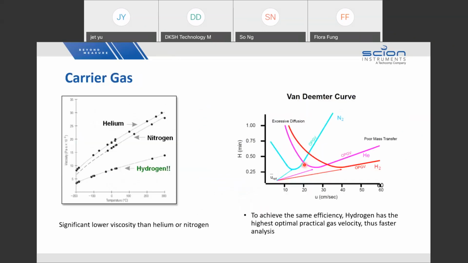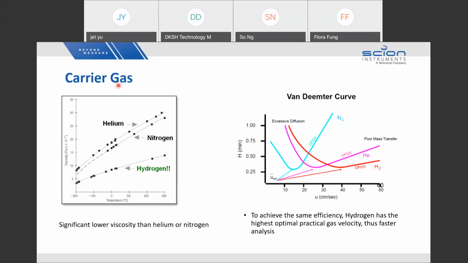Okay, so the next key factor will be the carrier gas. The common ones will be helium, nitrogen, hydrogen. Just now I mentioned the viscosity. You look at this, the y-axis stands for viscosity, and the x-axis stands for temperature. So you look at these 3 curves. Which has the lowest viscosity? Hydrogen. Just now I mentioned the lower the viscosity of the carrier gas, the faster the GC analysis. So this is one direction for you to choose.